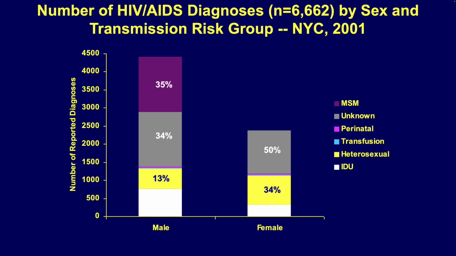The surveillance system captures information on HIV transmission risk of cases, as we saw at the national level, and you can see pretty clearly that a limitation of the surveillance system in New York City is that of the 6,600 people or so who were diagnosed with HIV in 2001, 34% of men and 50% of women did not have information on the likely mode of HIV acquisition. And that's because this is a hard piece of information to get from providers, and laboratories, of course, wouldn't have this information.